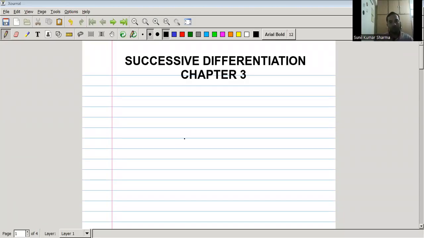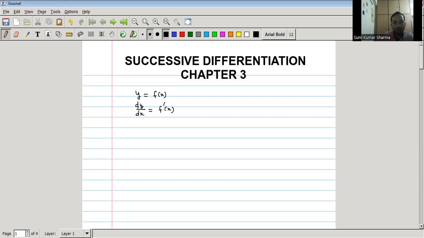Hi everyone. Today we are going to discuss one of the important topics of differential calculus, that is successive differentiation. So in this chapter, what we do is, if we have a function y is equal to f of x, then we find the differentiation of y with respect to x, that is dy upon dx. So we differentiate this one time, dy upon dx, that is equal to f dash x.